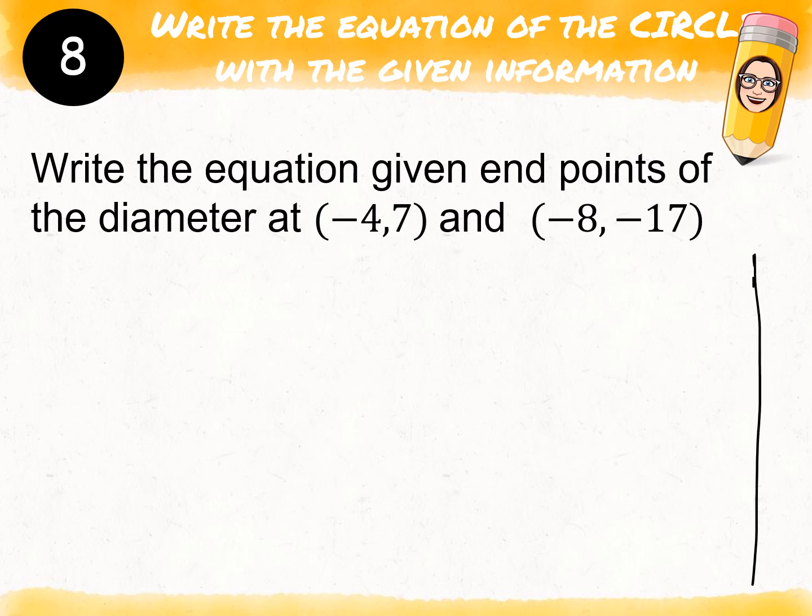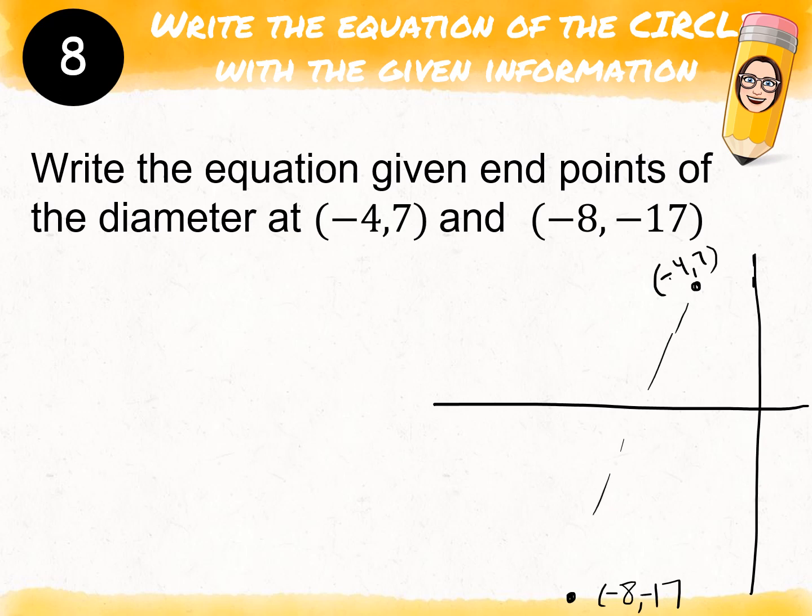generic graph. I'm going to use the second and the third quadrant. I can see -4, 7 is right here. That is an end point, so -4, 7. And my other point is -8, -17. I'm way down here. -8, -17. Those are the ends of my diameter, which means my radius is determined by my center point, which is somewhere in there, right? So here's my center. So I'm going to find my center first.